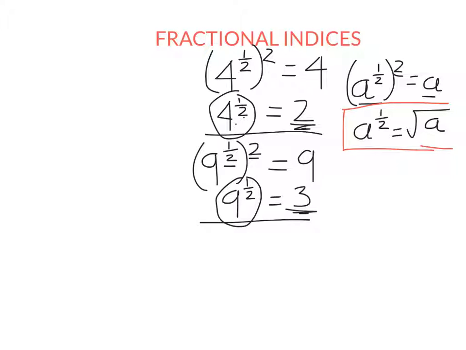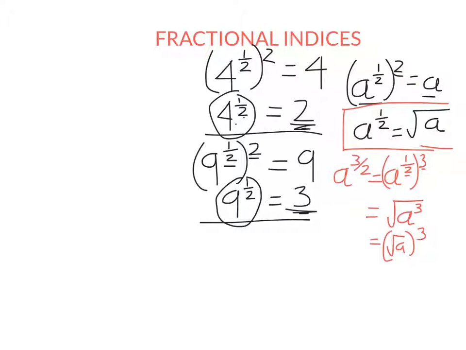But what about other indices? We don't always just have a half as the fractional power. I mean, there are other fractions than a half. So what about a to the power of 3 on 2? Well, to be consistent with the power to power rule, that's a to the half, to the power of 3, because a half times 3 is 3 over 2. So a to the power of a half is the square root of a, and we're just cubing that. Note that that is exactly the same as this. These two are exactly the same thing.